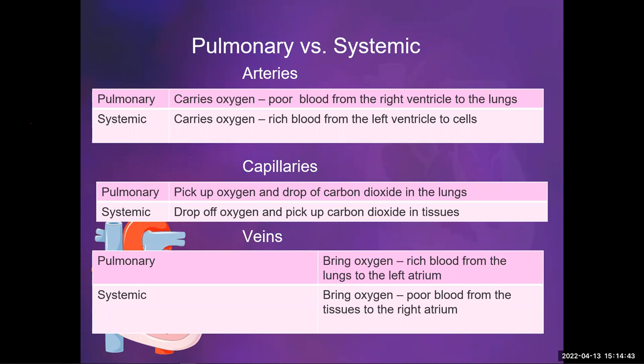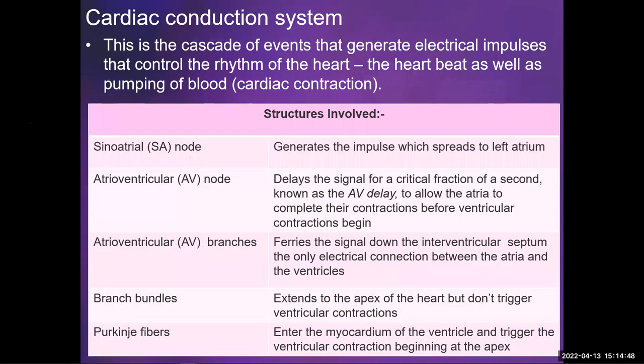Vena cava, right? Those are the ones that bring back blood from your systemic circulation. All right, so we've looked at the tissue itself. We looked at the different structures regarding the heart itself. We looked at the blood circulation around the heart, the coronary circulation that brings blood to the heart itself. Now let's talk about the electrical conduction system.